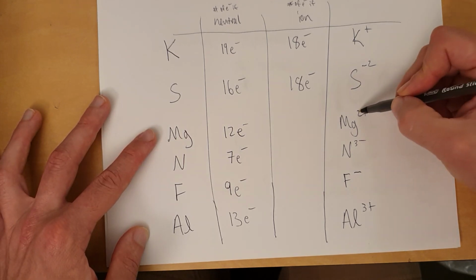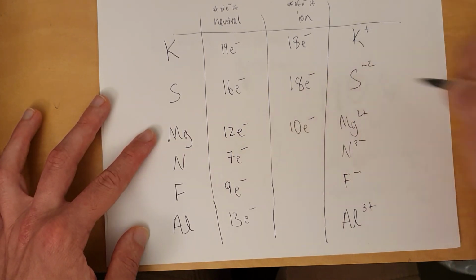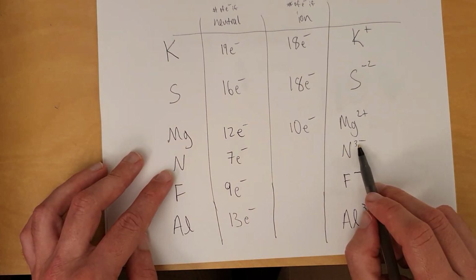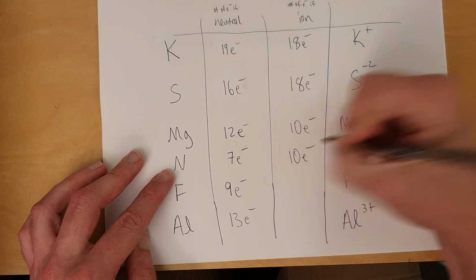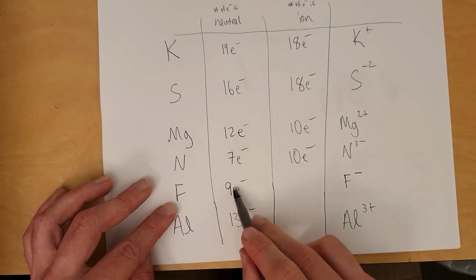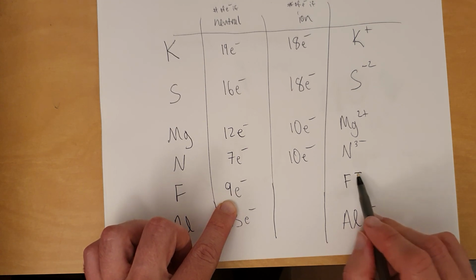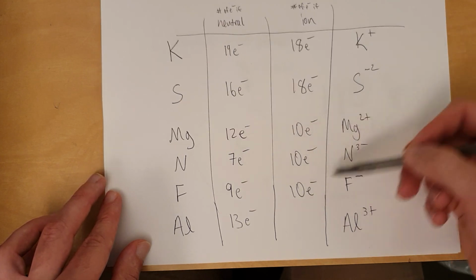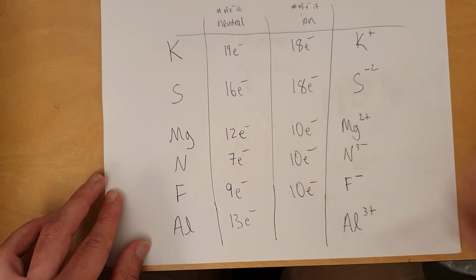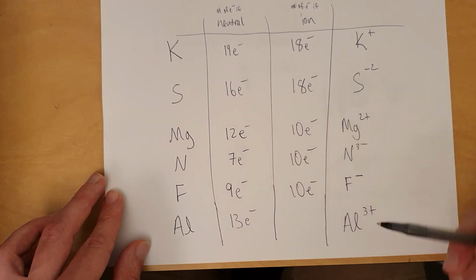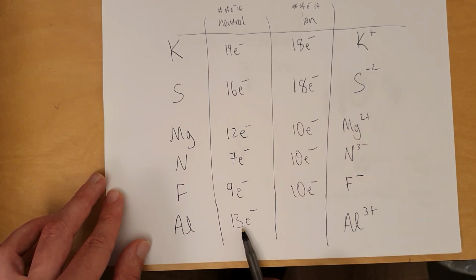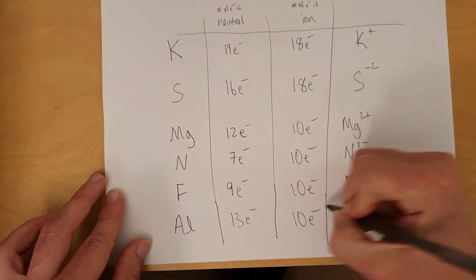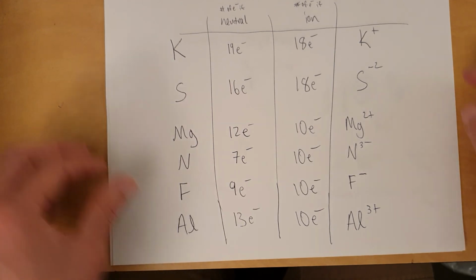All right, magnesium, 2+. Subtract 2 electrons to make 10 total. Nitrogen's a 3-, so we've got to add 3 electrons. 7 + 3 is 10 electrons. Fluorine, negative, so add 1 to this, 10 electrons. There is a reason why these all have the same number of electrons. We will get into it when we talk about electron configurations later on in the year. Aluminum, 13 electrons, 3+, because you subtract to make positive, 10 electrons. All right, hopefully that helps.